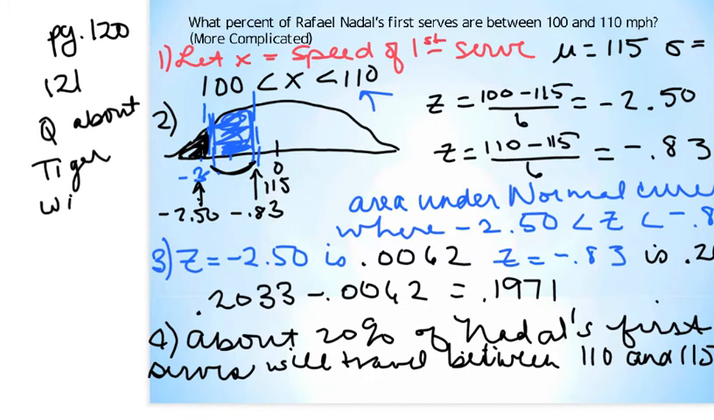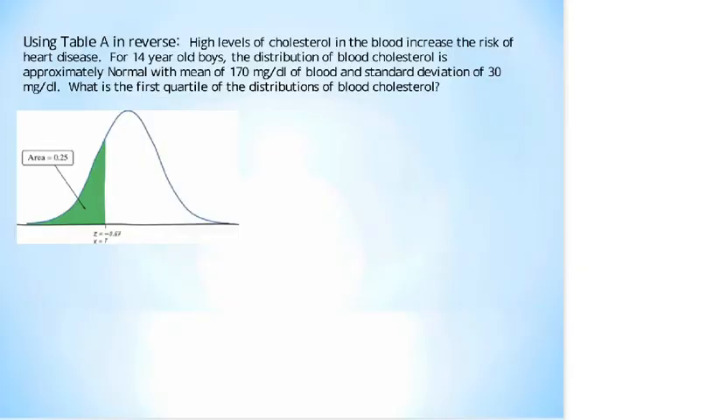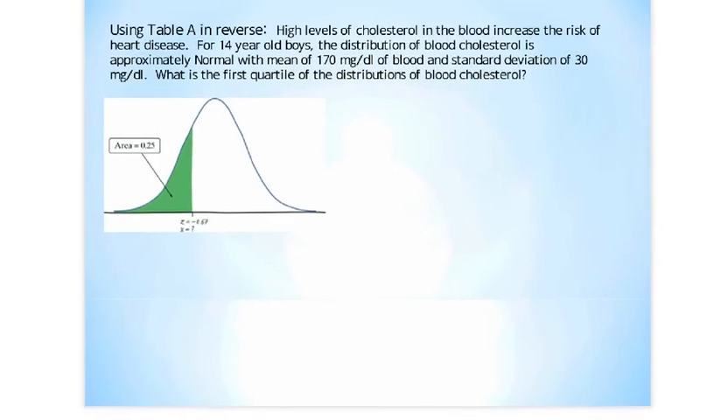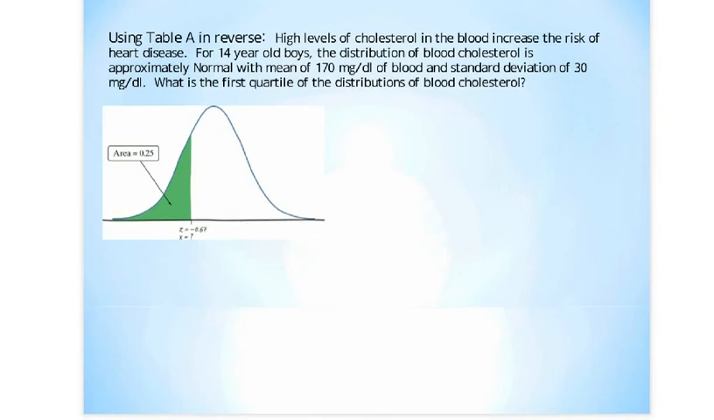And you can see the answers and how they are worked out there. Now, we can also use table A in reverse. When we use table A in reverse, we're going to take an area and then go back in order to figure out the X value. So we're first going to find out a Z-score, and then we'll take that back and find the X value.